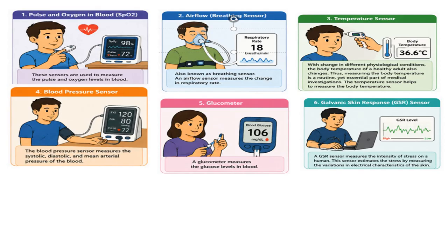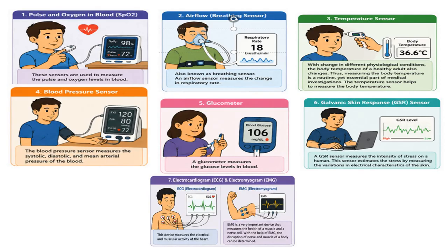GSR sensors are commonly used in healthcare, mental health monitoring, and stress management applications. In healthcare IoT systems, this GSR data can be analyzed alongside other physiological signals to assess emotional well-being. Continuous monitoring helps identify stress-related conditions and support timely intervention and treatment.